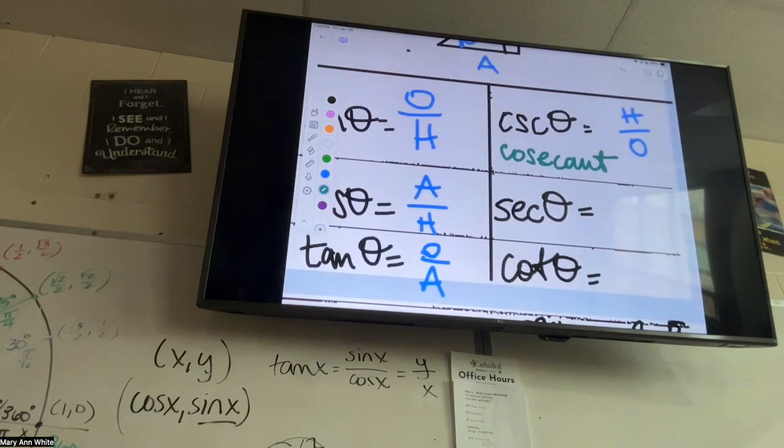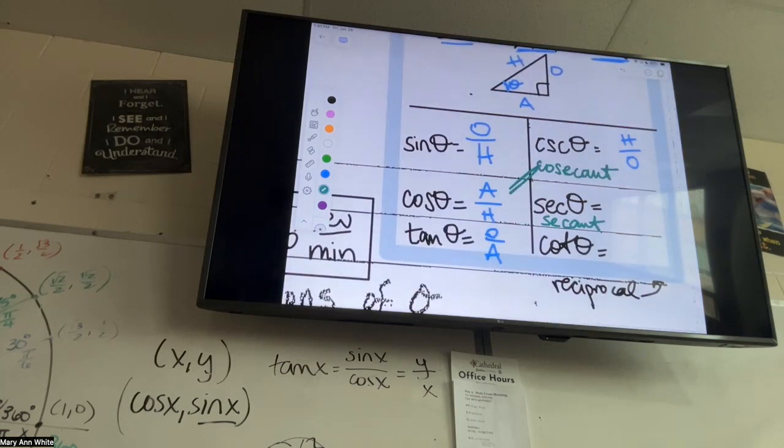Does anyone know what SEC means? It means secant. So I said cosecant a minute ago. This one is just secant. Now you may in your head want cosecant and cosine to go together. Notice that cosecant and cosine are not next to each other. Sine goes with cosecant, cosine goes with secant. So that's something that you may just have to work around in your head.